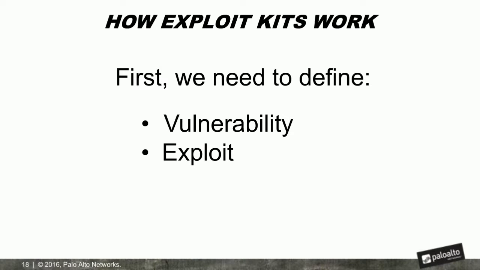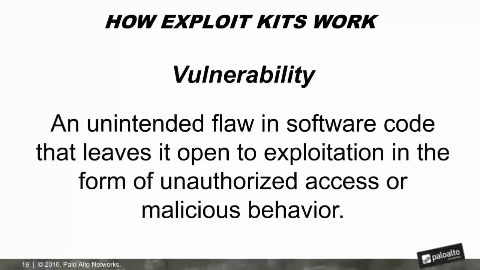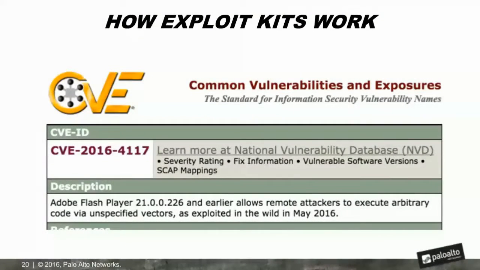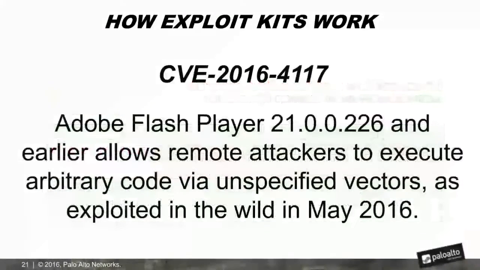But to understand exploit kits, we first need to define what is a vulnerability and what is an exploit. A vulnerability is an unintended flaw in software code that leaves it open to exploitation in the form of unauthorized access or malicious behavior. These are cataloged in a Common Vulnerabilities and Exposures database. This particular one starts with CVE and the year 2016, and a one-up serialization of numbers of vulnerabilities for that year.